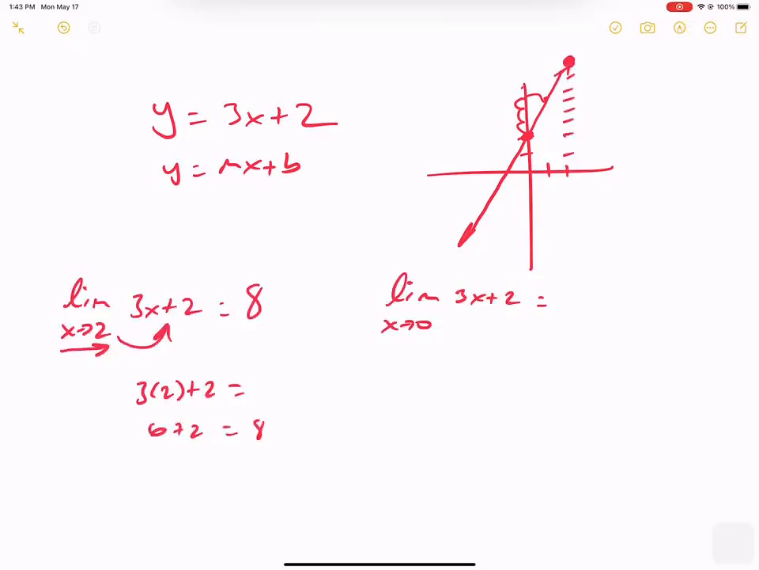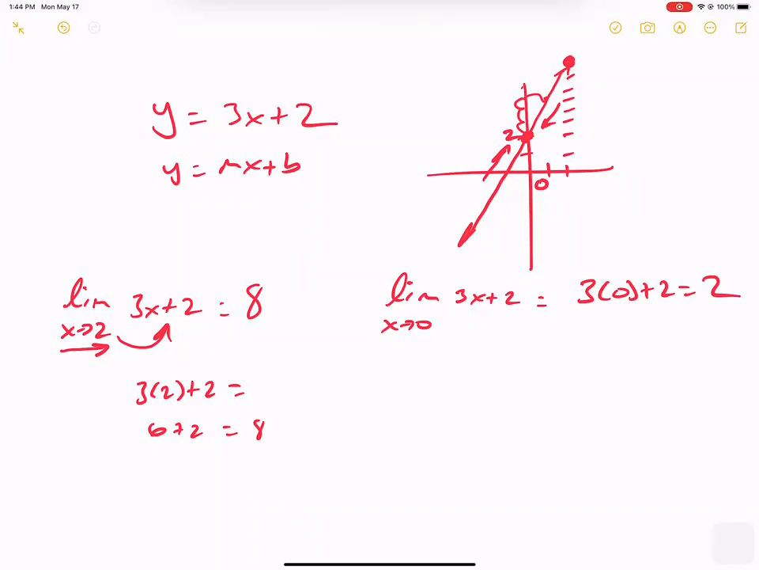What does the graph look like as we approach 0? Well, just plug in 3 times 0 plus 2, that is 2. On the left side and the right side, at 0, the y value is 2. Oops, I shouldn't use a hollow one. It is 2. So we use limits to describe what it would look like. Great, we know what it looks like now.